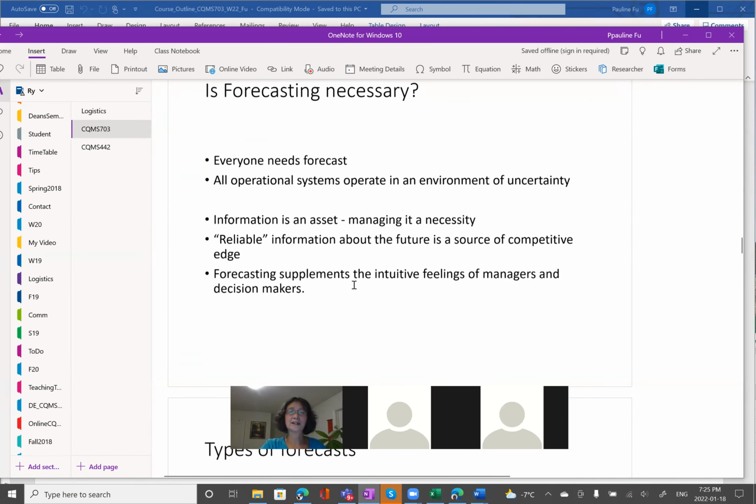Information, of course, is an asset. We use information to make a forecast. Sometimes the information is not reliable. We need reliable information about the future. Some information is just speculation. We need reliable, solid information as a source of competitive edge. Forecasting supplements include the judgment from decision makers combined with quantitative forecasting techniques.